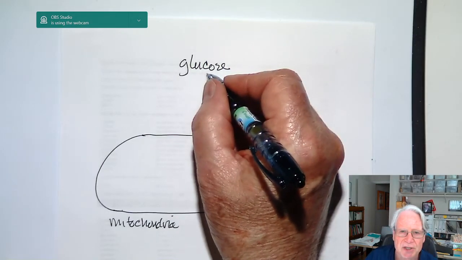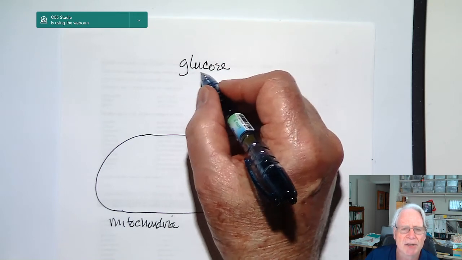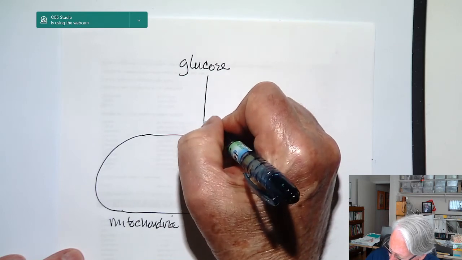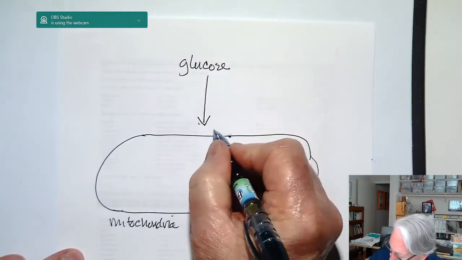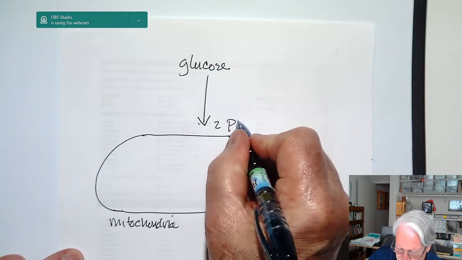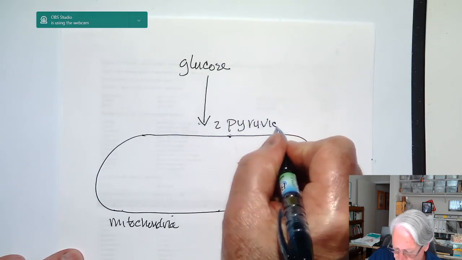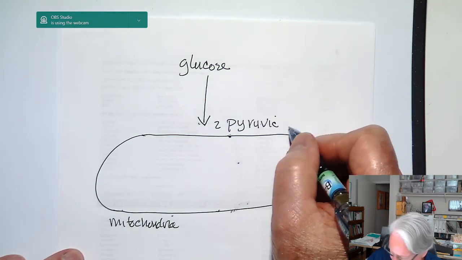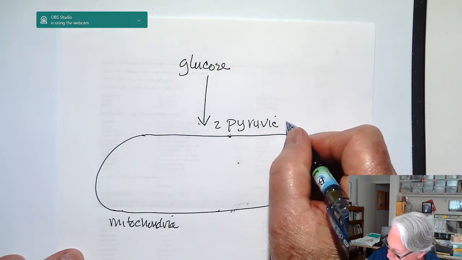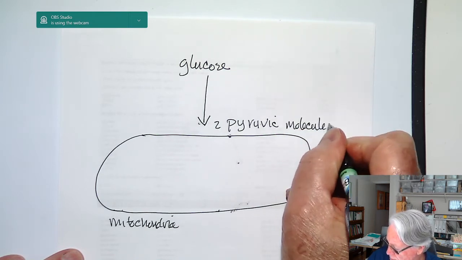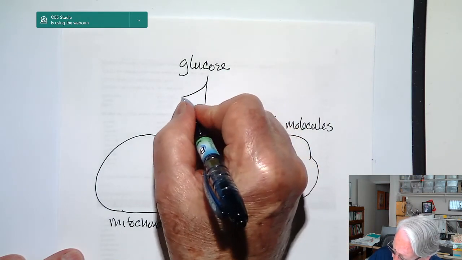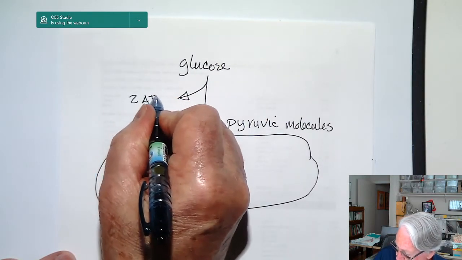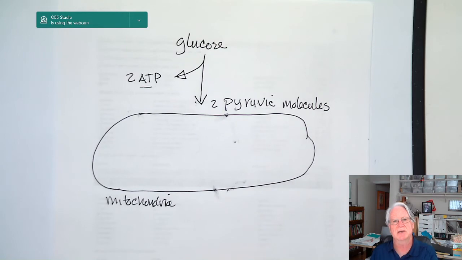So I'm going to take glucose, which is, remember, 6 carbons. This is a molecule consisting of 6 carbons. And I'm going to split that glucose right in half. So I'm going to generate 2 molecules of something called pyruvic. Pyruvic. And this is going to be, so 2 pyruvic molecules. As I split that glucose molecule in half, I'm going to generate 2 molecules of ATP. Okay, so I get 2 molecules of ATP.